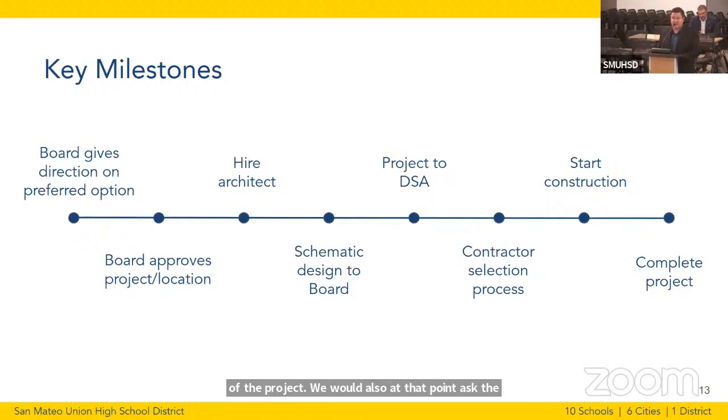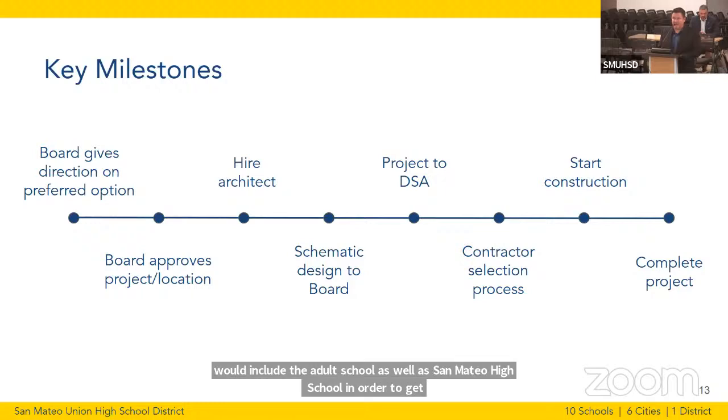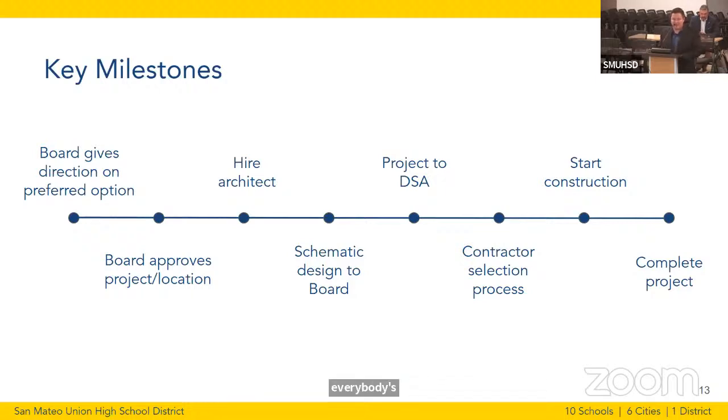We would then hire an architect. That architect would then meet with all the stakeholders. Those would include the Bridge Academy, administration and staff. Those would include the adult school, as well as San Mateo High School, in order to get everybody's feedback, and build back a much more in-depth design to bring back to the board, in a schematic design to the board. Then the project would go to DSA.